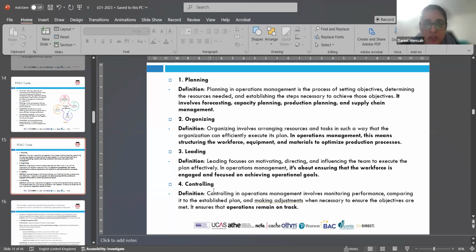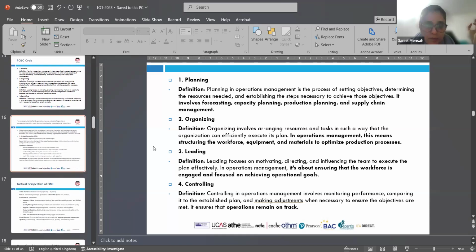Controlling, like other management functions, you need to control. You keep reviewing your performance, checking and monitoring it against whatever objectives you set in the planning phase. If you see it is on track, it is fine to continue. If something is not good there, you need to make the necessary adjustments to see that operations are on track.